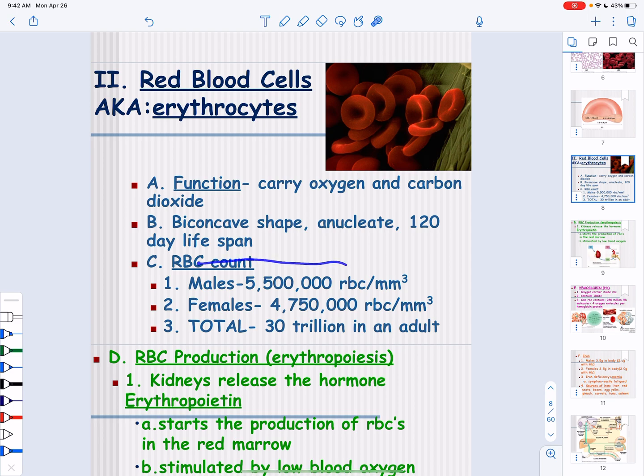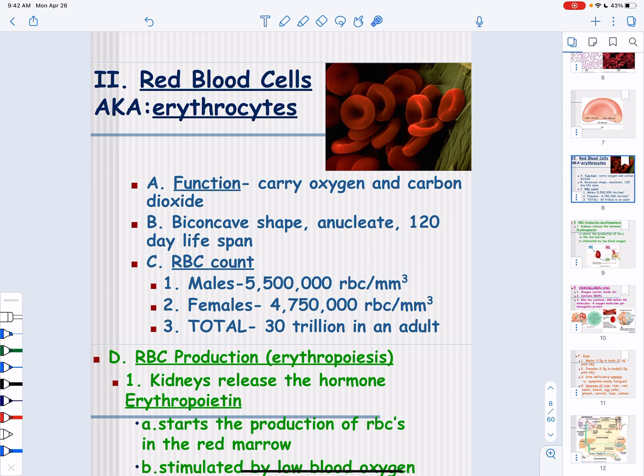Males usually have more red blood cells than females, and that is because they have a greater caloric consumption, meaning they need more oxygen, okay? So these numbers here get silly. You do need to know that we say that about 5 million red blood cells per cubic millimeter.